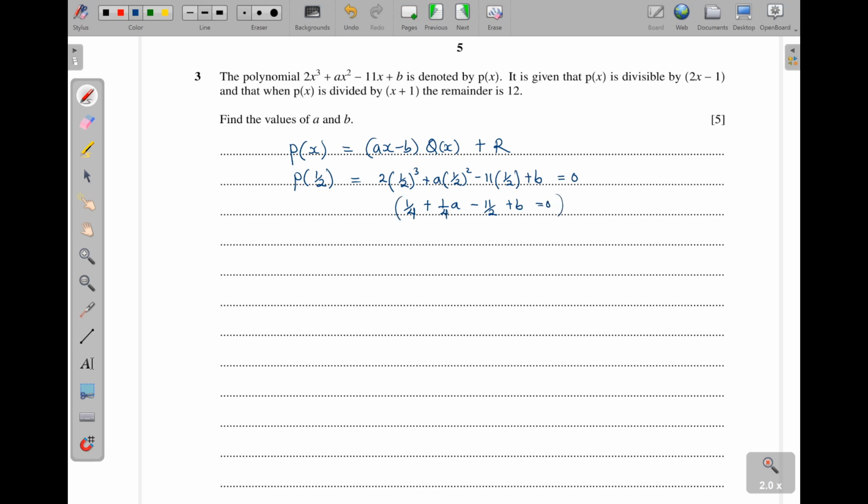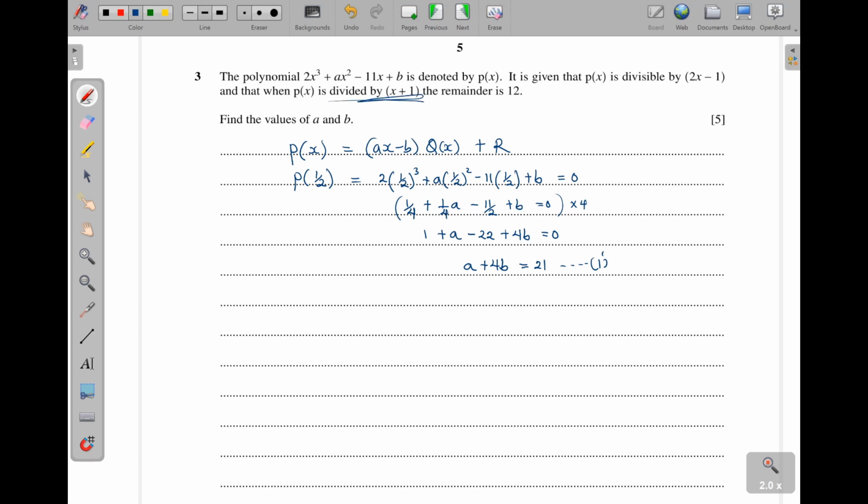So I can actually multiply here by 4. So I will get 1, then plus a here, then minus 22, since 2 times 11 gives us 22, then plus 4b is equal to 0. So the equation I'm going to get here is a plus 4b. 1 minus 22, that is negative 21. Then when it crosses the equal sign, it is a positive 21. So that is equation 1.